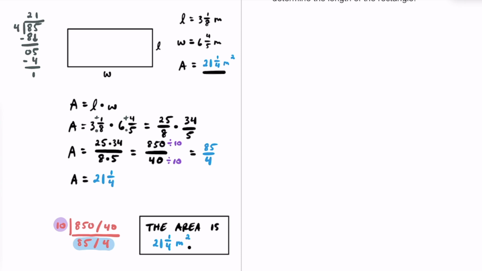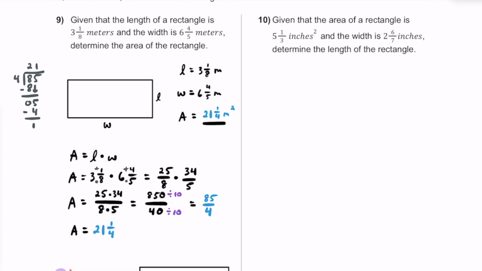All right, cool. Let's try out number 10. Number 10 says, given that the area of the rectangle is 5 1/3 square inches and the width is 2 6/7 inches, determine the length of the rectangle. All right, so just making a sketch real quick. Let's go ahead and say that this is going to be the width and this is going to be the length here, okay? Let's see what information we're given.